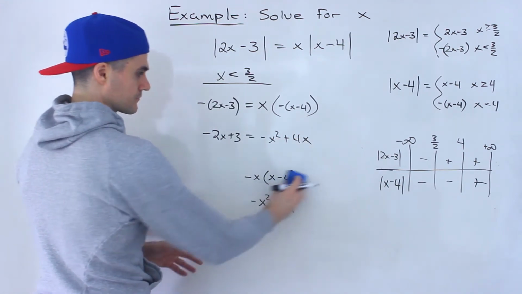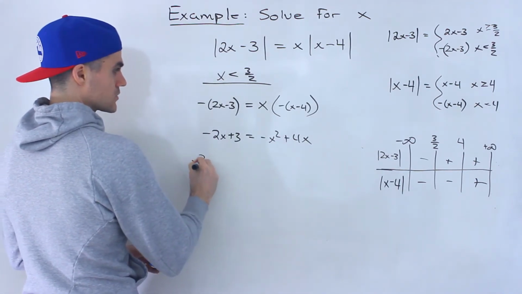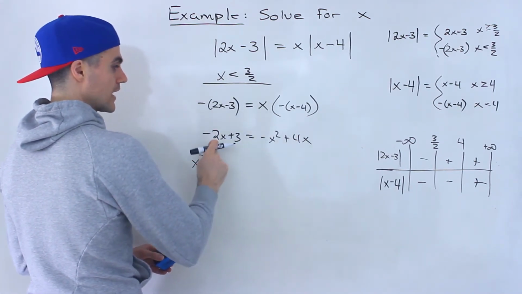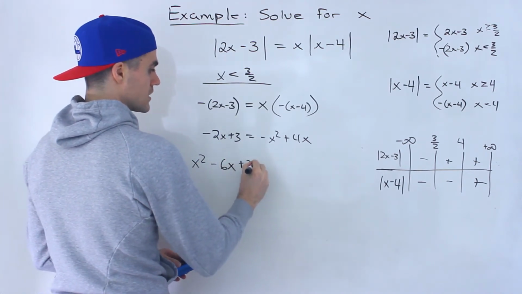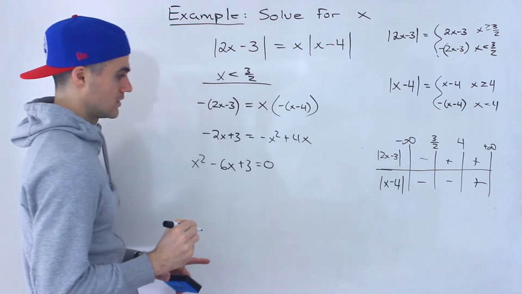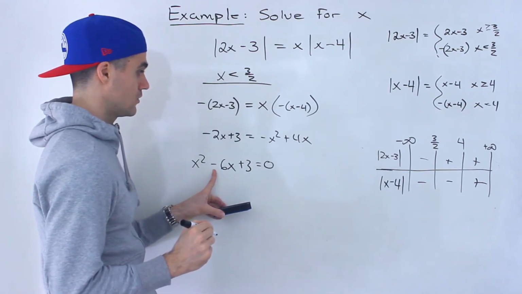Like that. And then what I'm going to do, I'm going to bring this over. So we'd have x squared. Bring the 4x over. -2x minus 4x gives us -6x. And we got plus 3 equals 0. So notice this is just a quadratic equation over here.